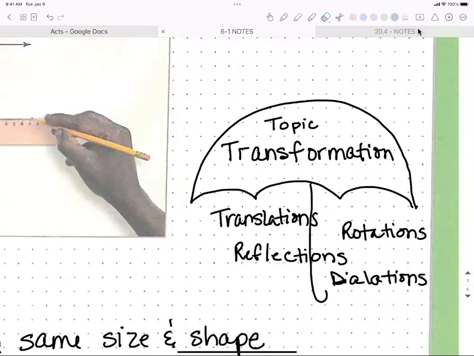Translations is the one we're going to talk about today. That's the easiest of all of them. Then you've got reflections. If you think about reflecting in a mirror, a mirror image of itself. Rotations means it turns or spins. And then dilations, what happens when your eyes dilate? They either get bigger or smaller, right? So all of those fall under the umbrella of a transformation, and the one we're going to talk about today are translations.